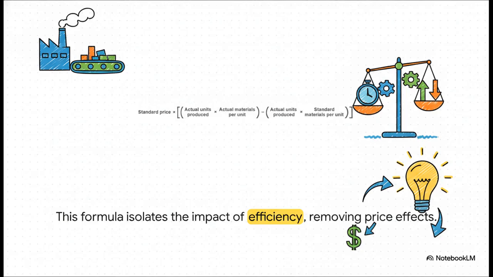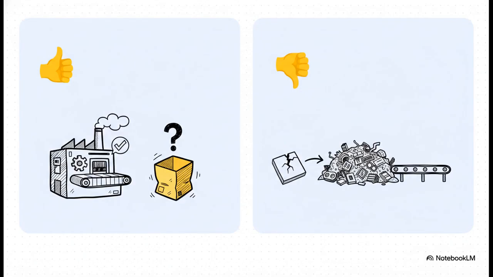Then, and this is the secret sauce, we multiply that difference by the standard price. Using the standard price is key because it strips away any price fluctuations and lets us focus purely on how efficient production was. And just like with the price variance, the story here has layers. A favorable quantity variance means you used less material than planned. Fantastic, your team is a well-oiled machine.